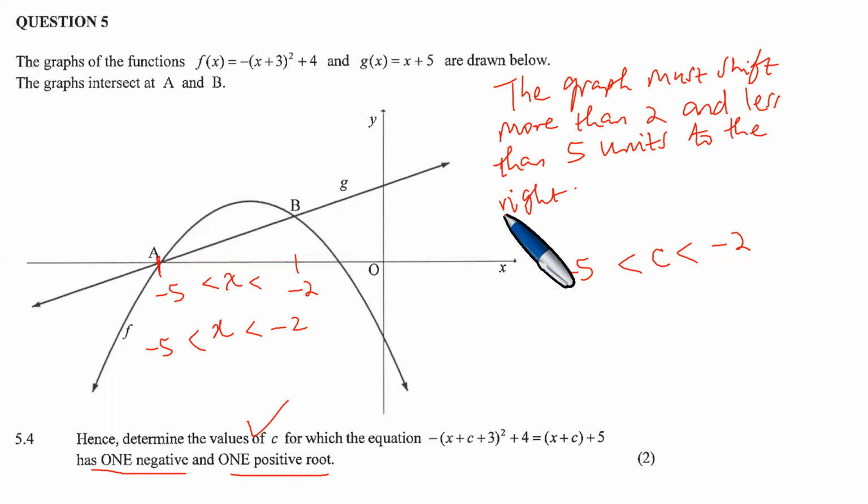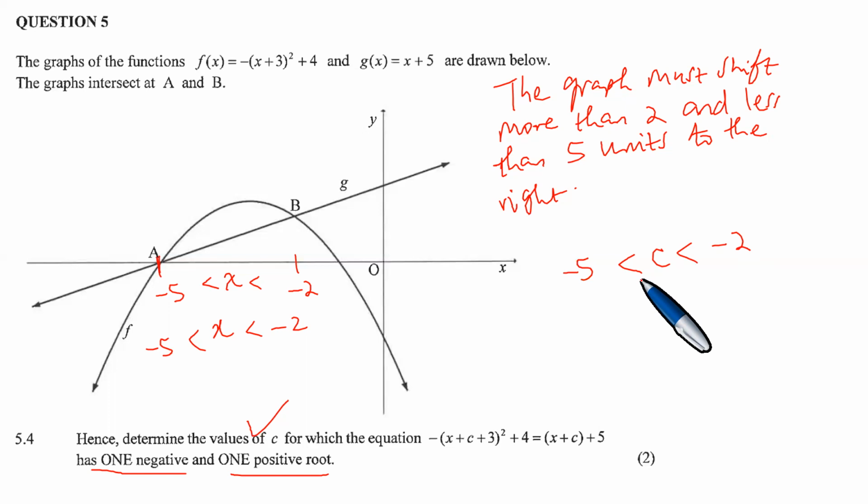and less than 5 units to the right. More than 2, because if it shifts 2 units exactly, then it's going to be here. This point 2 units to the right is going to be exactly here. Right. And therefore the graph must shift more than 2 units and less than 5 units to the right. So it means our C will actually lie between -5 and -2. Think about this question and make sure you understand these.